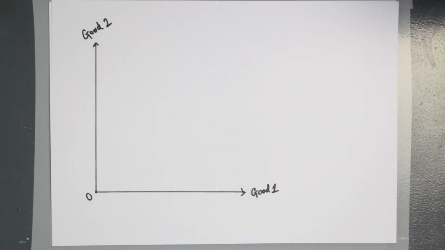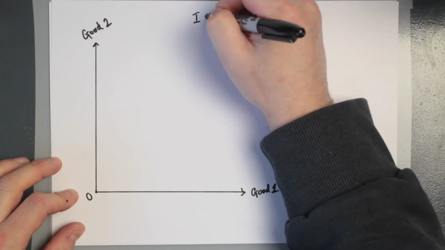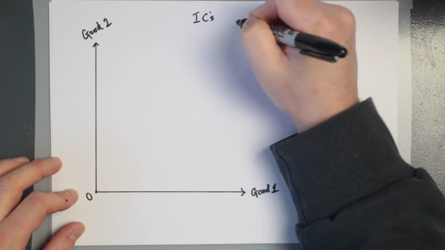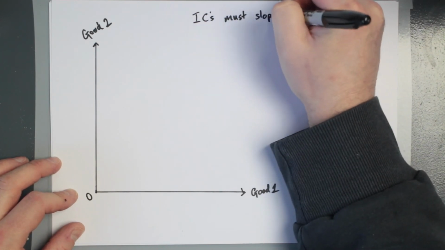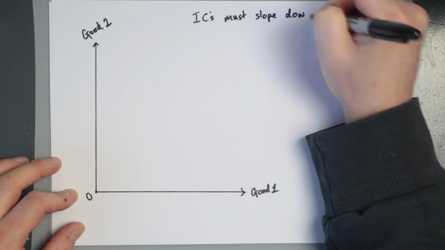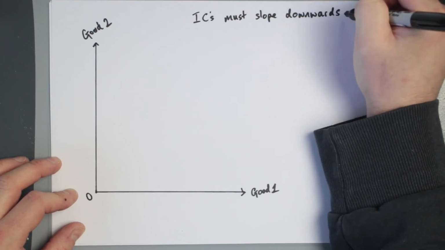So let's now prove that indifference curves, as well as being thin, must slope downwards. Okay, so indifference curves must slope downwards everywhere. They have no portion that is upward sloping.